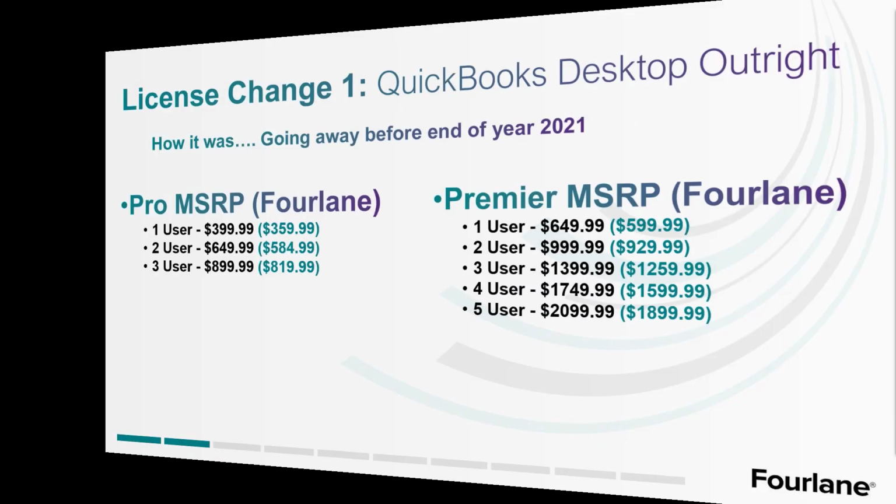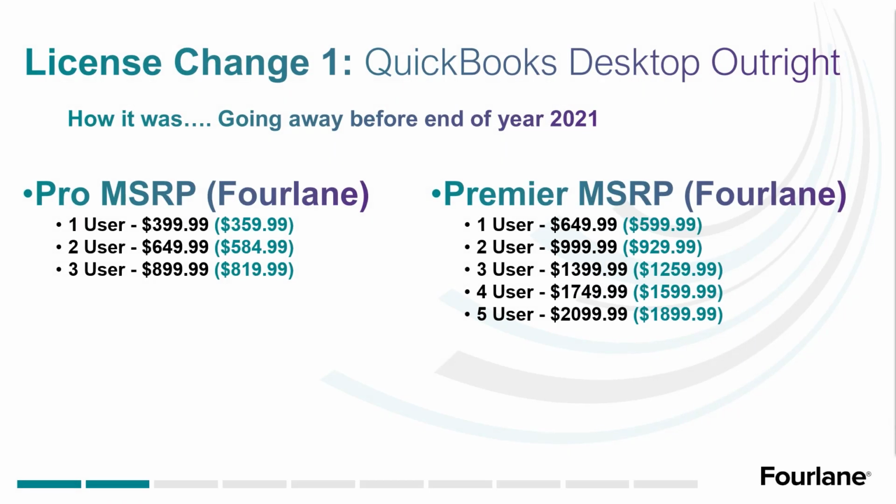Now let's talk about what pricing looks like. This is the current pricing in 2021. When we look at a pro user, we're showing MSRP here, and then we're showing the Fourlane price as an example. You guys have seen some of these Fourlane prices. Working through Fourlane, who's a QSP, we have opportunities to get different pricing than going through Intuit directly. So this pricing is going away. There will not be any 2022 outright available for purchase.